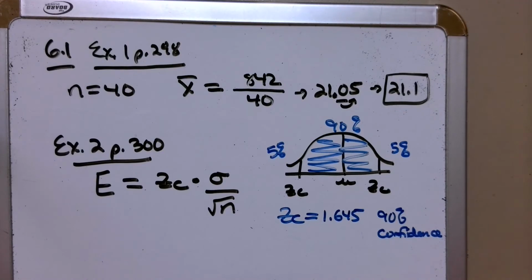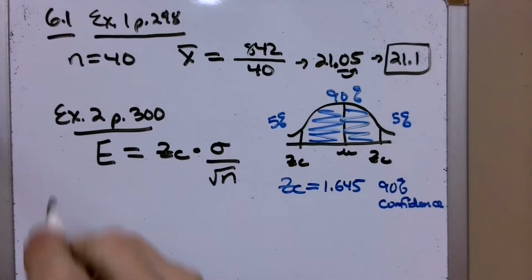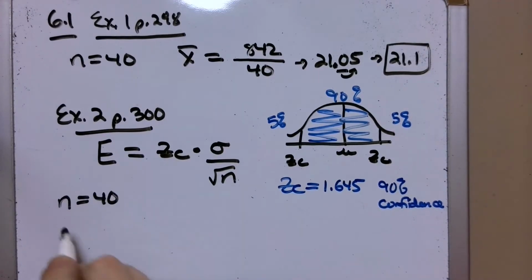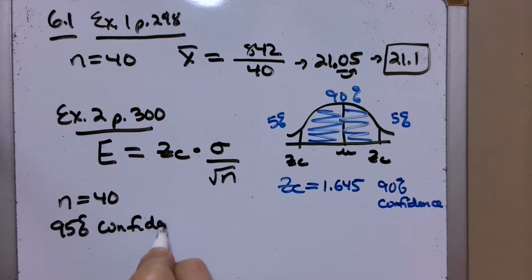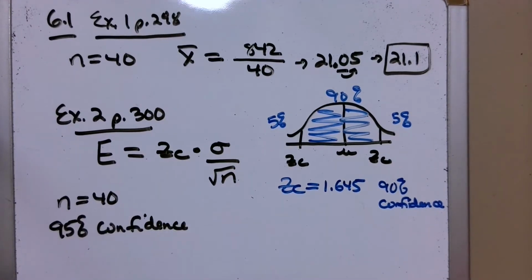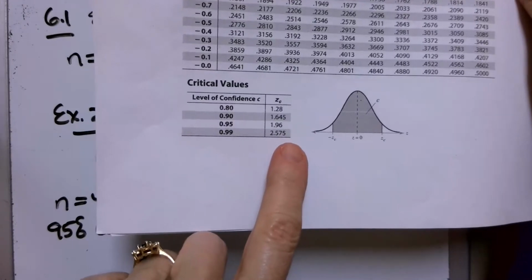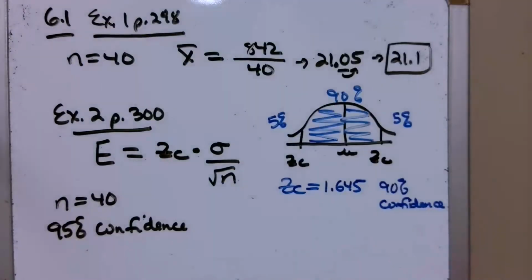So to continue with example 2, it says use the data from example 1, where remember from example 1 the sample size was 40 and a 95% confidence level. So for the 95% confidence level, again, you look at the bottom of the Z table on the negative side, and you find the critical value for 95% to be 1.96 here.